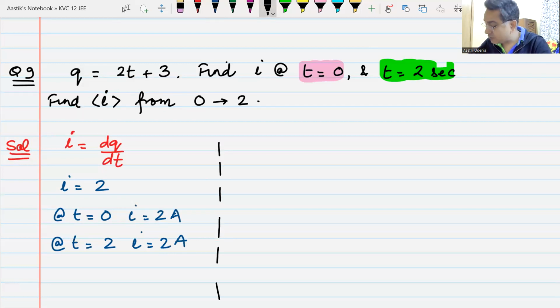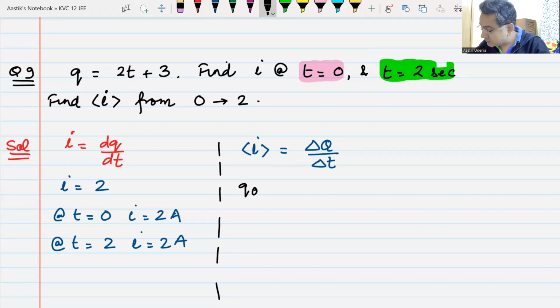To find the average value of current, I have to find out the total charge that has flown from 0 to 2, divided by total time. Now, how much is the charge flown? Charge at 0 seconds is 3. Charge at 2 seconds is 7 coulombs. So 4 coulombs of charge has flown. Do we understand this? Yes, sir.